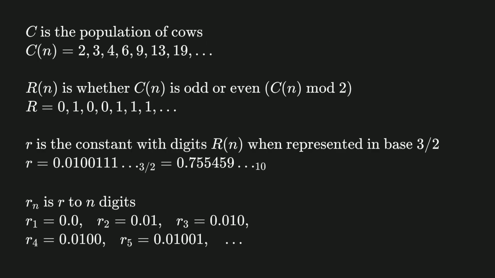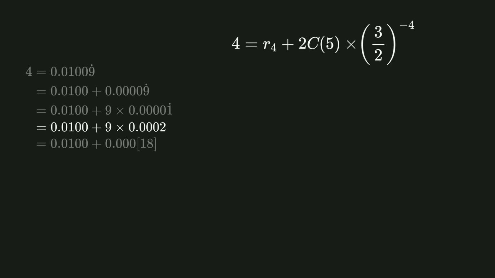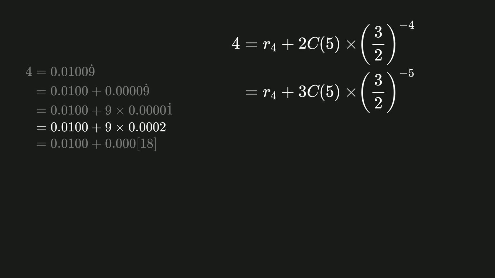C of n is our original sequence, the population of cows. R of n is whether C of n is odd or even. Little r is the constant with digits R of n when written in base 3/2, and Rn is R to n digits. Going back to the previous expansion of R, we can see that the 0.0100 is R4, the 9 is C of 5, and 0.0002 is 2 times 3/2 to the minus 4. Rearranging, we get this equation. This 3 now explains why previously the last digit was 3 times C of n.